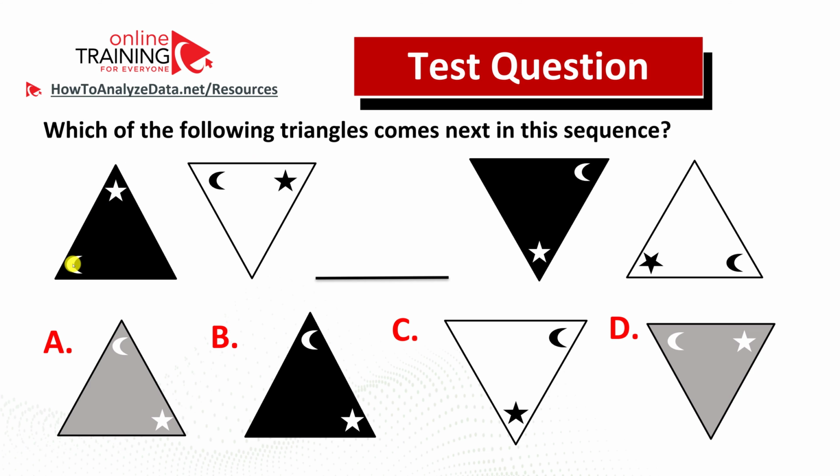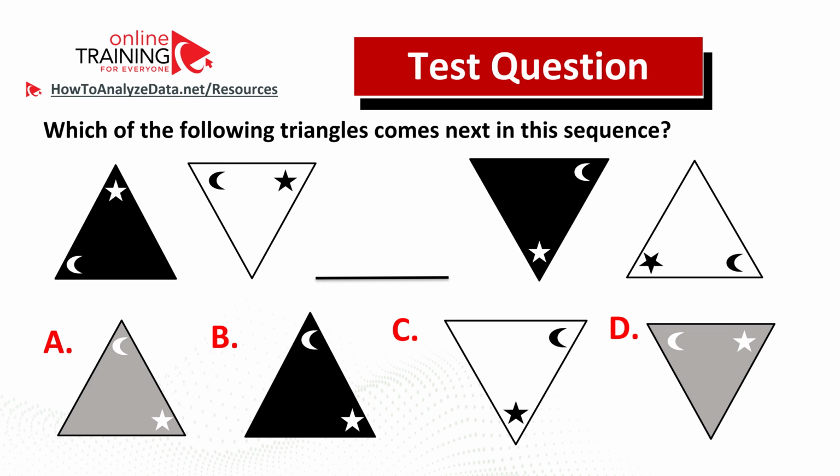You also have a pattern of the moon and star, which move inside the triangle. So you see the moon and star in the leftmost triangle, then you see the moon and star on the top, then you see the moon on the top and the star at the bottom, and then you see both of them, the moon and the star, at the bottom of the triangle.